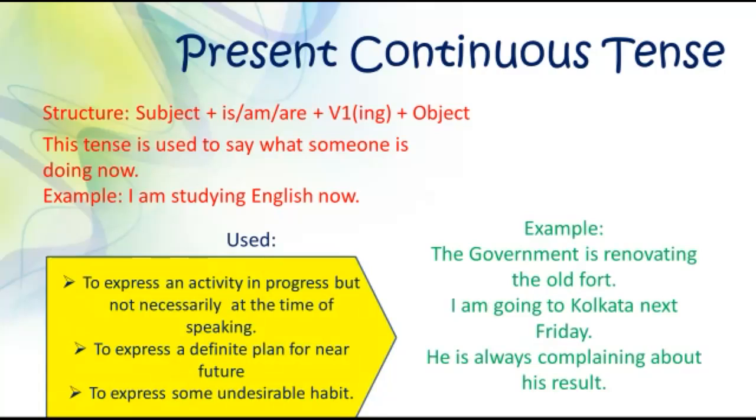It is also used to express a definite plan for the near future. I'm going to Kolkata next Friday. So this is a definite plan. This is future, but a definite plan that we have already made. We know that we are going to do this. It is also used to express some undesirable habit. He's always complaining about his result. This is an undesirable habit, that he's always complaining. That's why we use present continuous tense here.